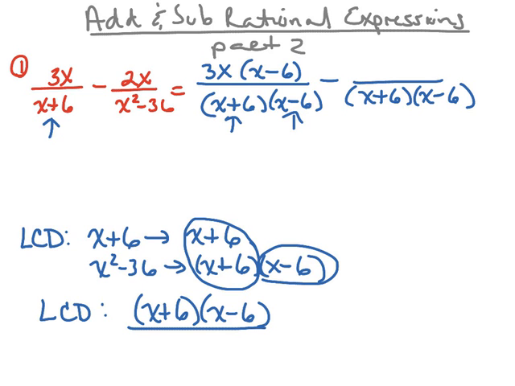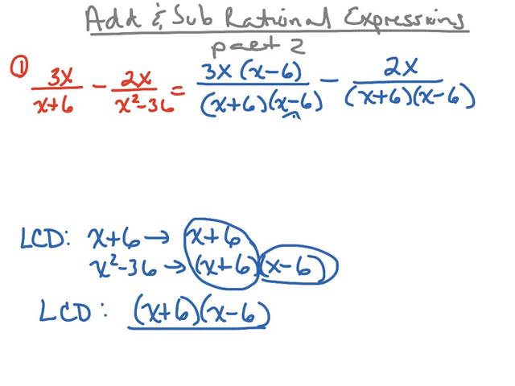If I take a look at that second rational expression, x squared minus 36, well, x squared minus 36 turns out to be x plus 6 and x minus 6 in its factored form. Therefore, I've got both of those factors already, so that numerator is going to stay 2x. Don't need to multiply by anything there.